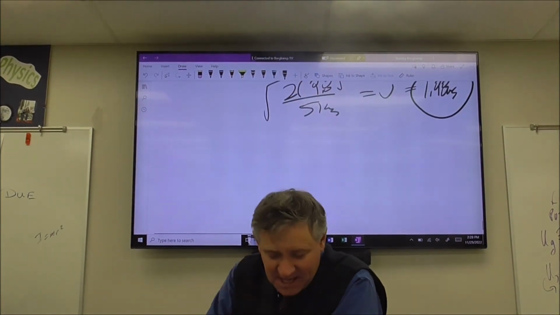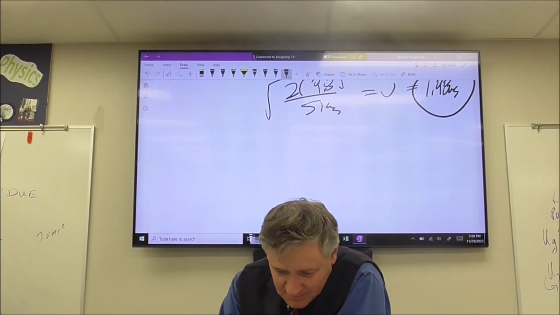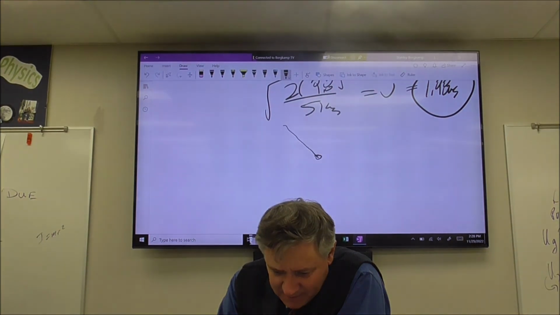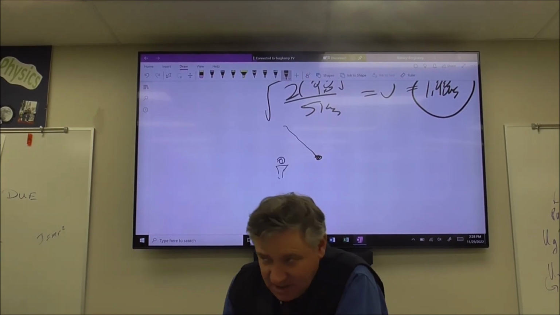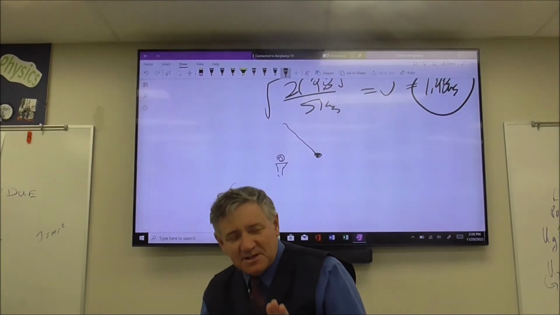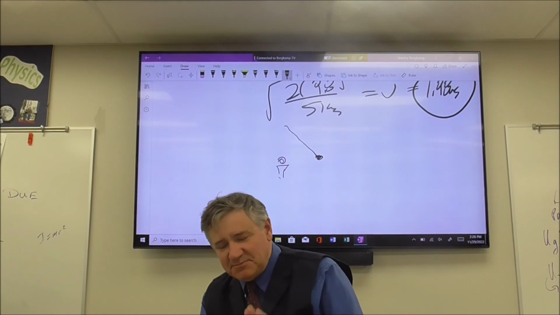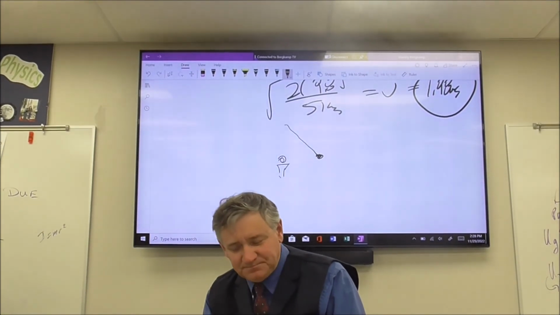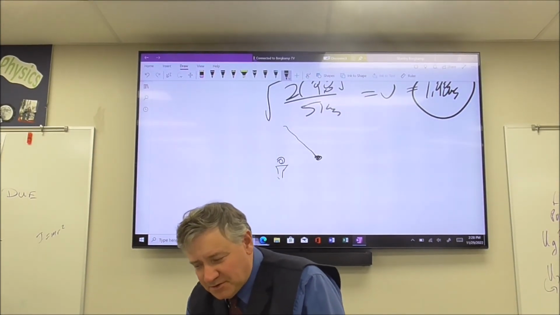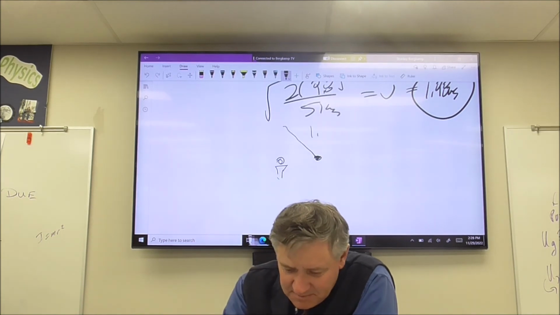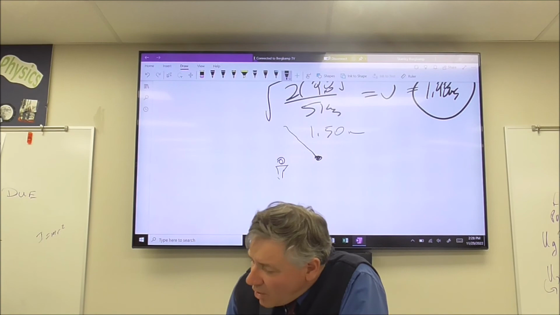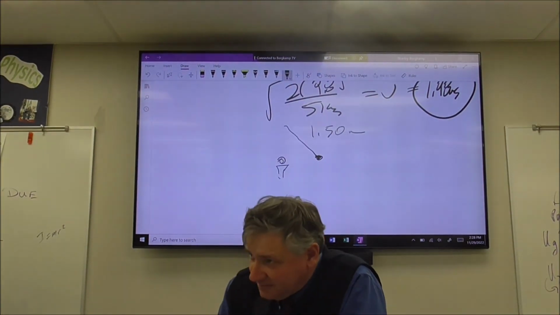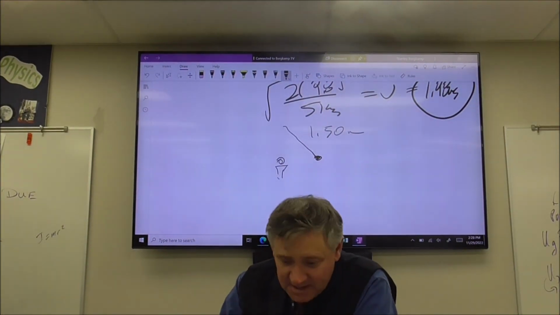Let me explain what's happening on number 2. On number 2, you have a pendulum, and then there's a golf tee here with another piece of clay. Now, listen to me. On number 2, the length of this pendulum is 1.5 meters. The pendulum bob is already moving. It's not starting at rest.